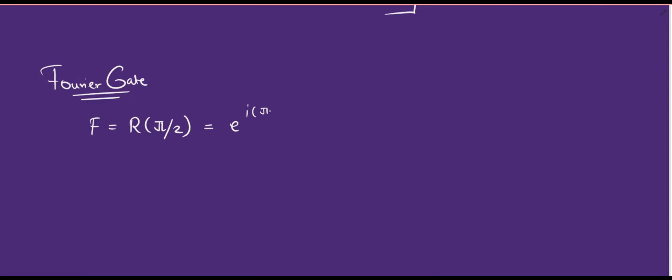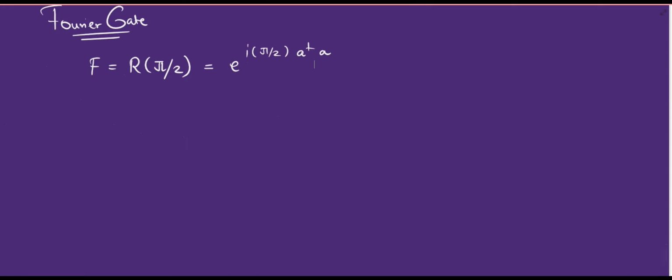Now, you may have seen that for the displacement operation, we had created some special gates for some special parameters. In the same way, with the rotation gate, we can create some special operations with special parameters. One such special rotation gate is called the Fourier gate or Fourier transformation. It is defined as F, which is equal to R(pi by 2). The angle theta we take as pi by 2. So this gives us e raised to i pi by 2 a dagger a.